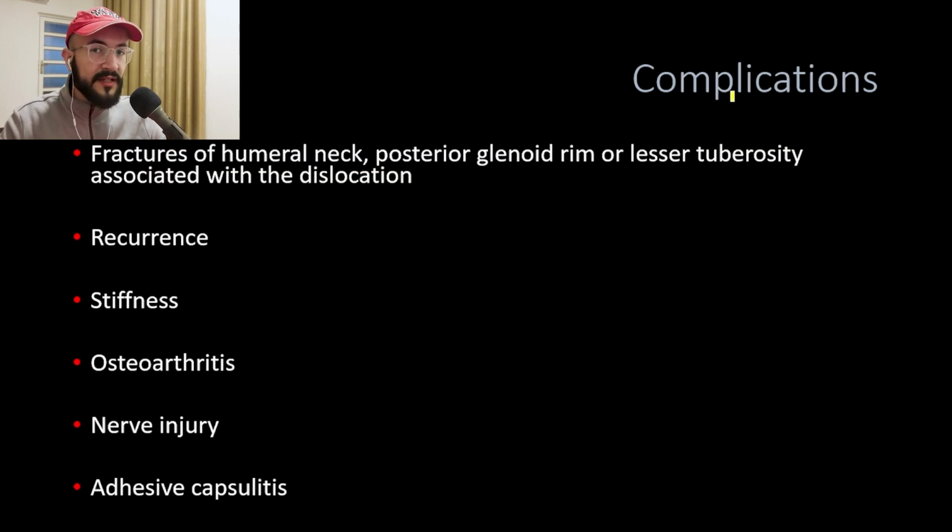Finally, let's talk about the complications. So, complications of the posterior shoulder dislocation include fractures of the humeral neck, also posterior glenoid rim fractures, which is the reverse bony Bankart lesion, or lesser tuberosity fractures associated with the dislocation. And complications also include recurrence, stiffness of the shoulder joint, osteoarthritis, and nerve injury, most commonly the axillary nerve injury, and adhesive capsulitis. And with that, we reach the end of this video.